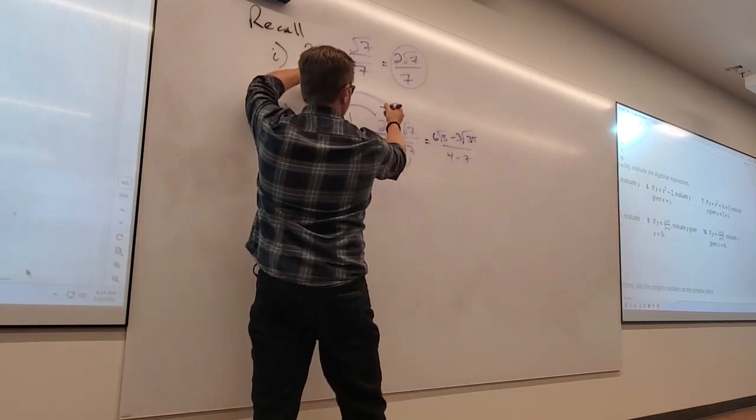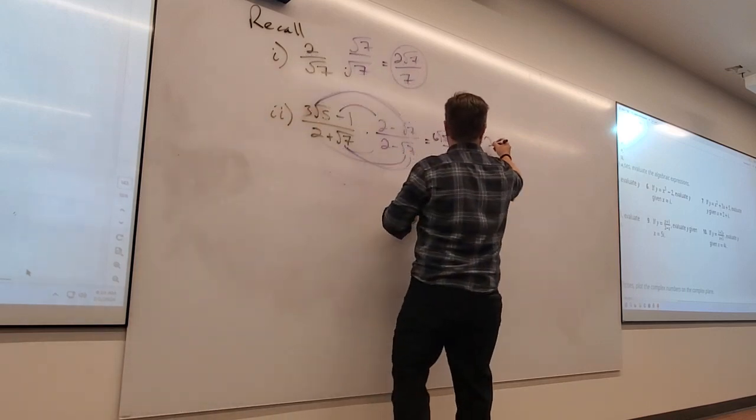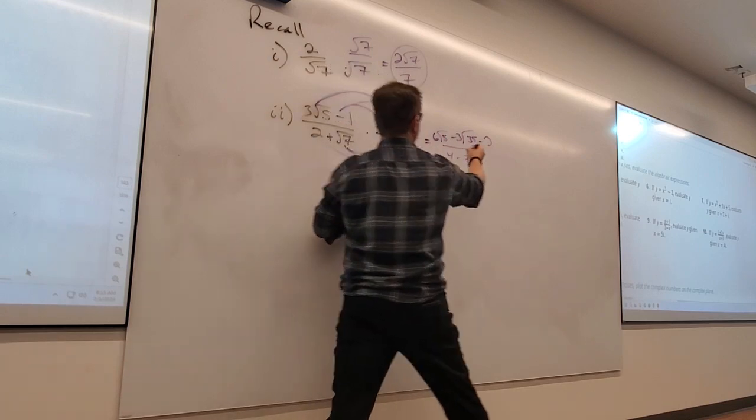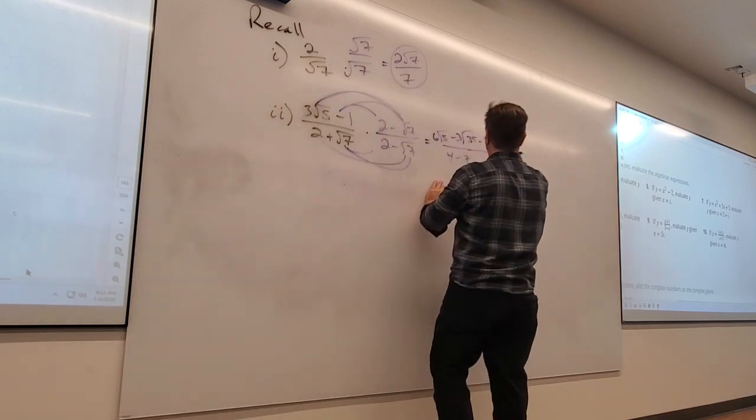Okay, so now we have this. And then you get negative 1 times negative rad 7, which is plus rad 7. Any like terms or anything on the top?